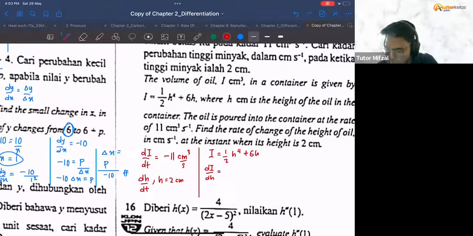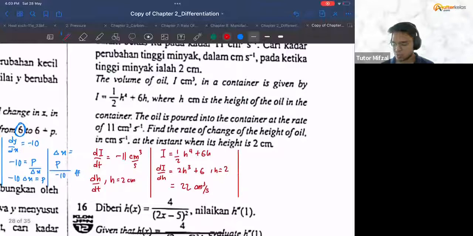is equivalent to 4 divided by 2, which is 2, 2h to the power of 3 plus 6. So h is equivalent to 2. So 2 times 2 to the power of 3 plus 6, you get 22 over here. Centimeter cube per second.